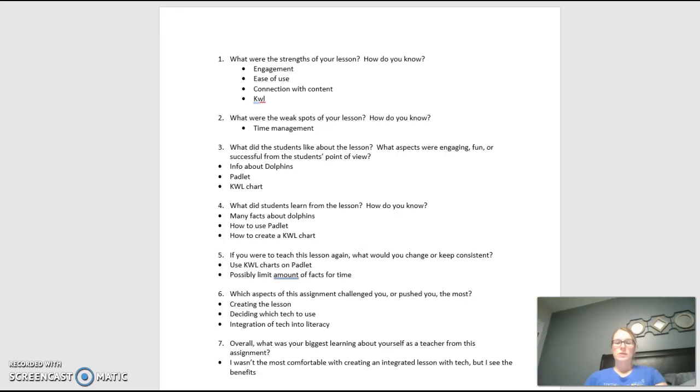So one, what were the strengths of my lesson? I felt that my student was extremely engaged. She had a lot of fun. She enjoyed using Padlet. She enjoyed creating a KWL chart. She enjoyed learning about dolphins. All of it she was really engaged in. And I also thought Padlet was really easy to use, and so was a KWL chart. So integrating those together was actually a lot easier than I initially anticipated for the student to do. So that was great.